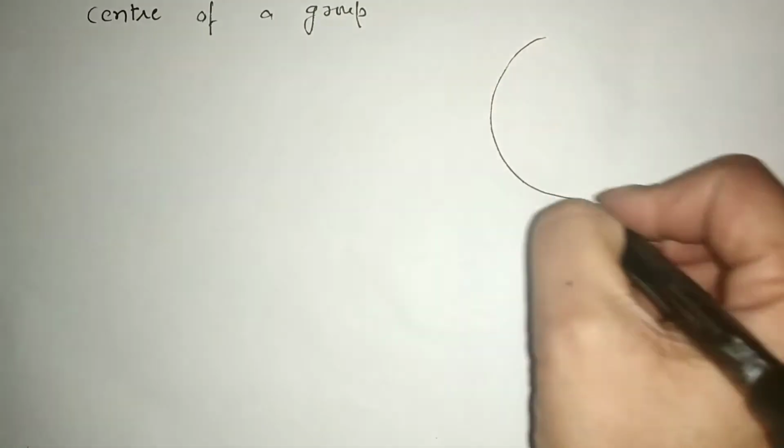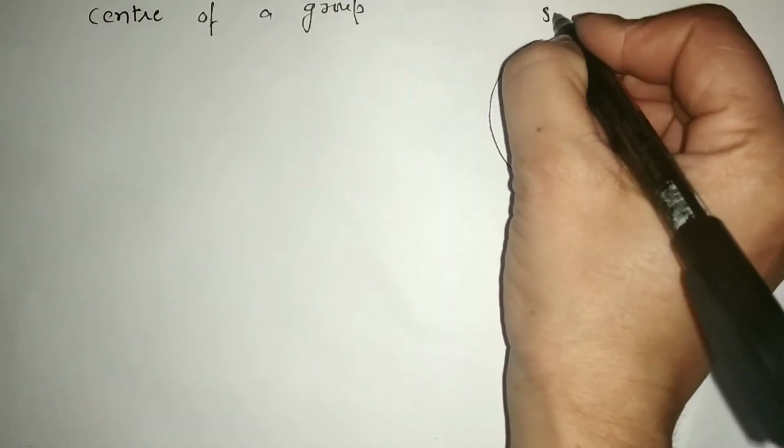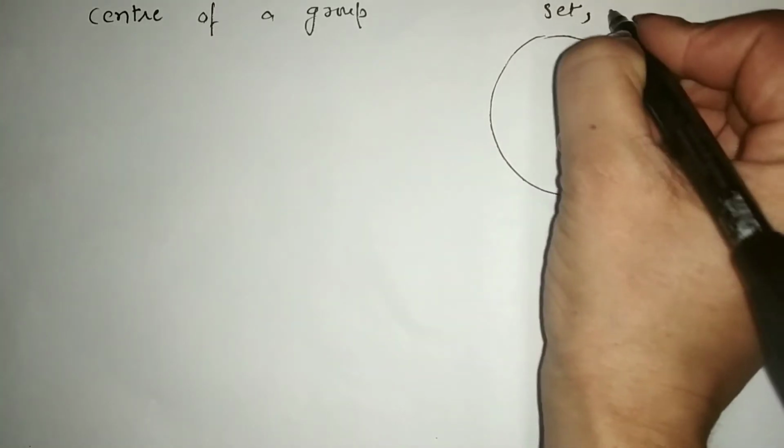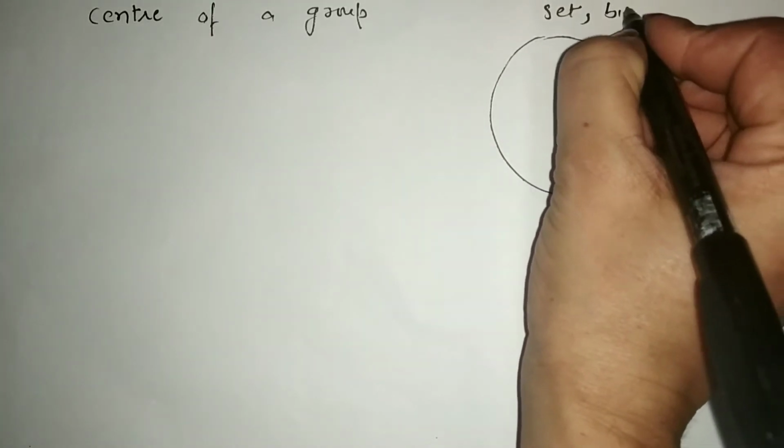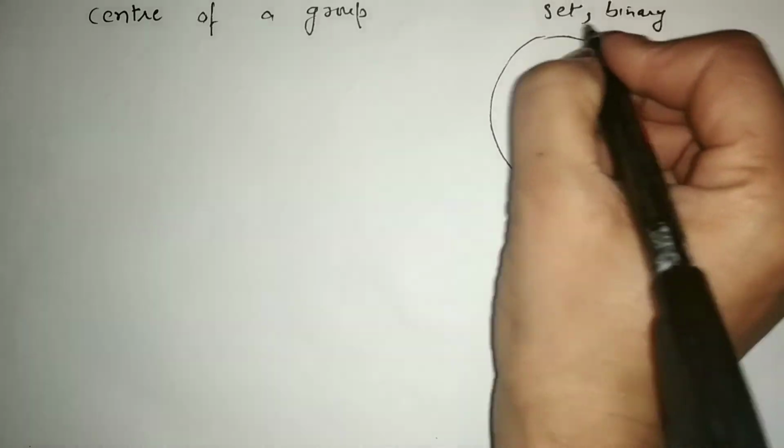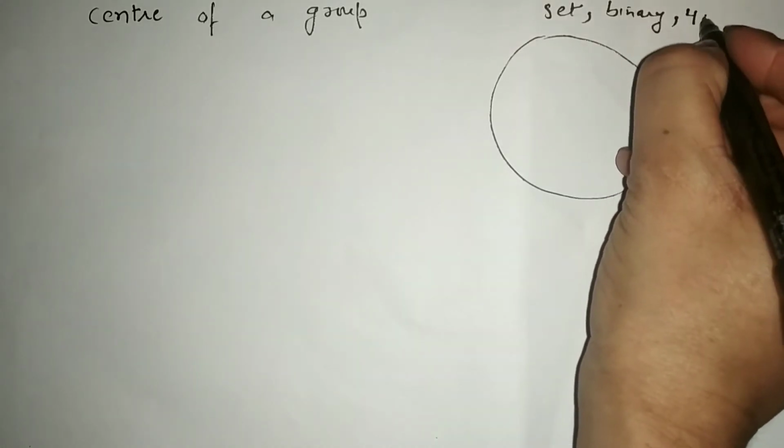Hello dear students. So the next topic of group theory is the center of a group. A group is basically a set together with a binary operation which satisfies 4 axioms.